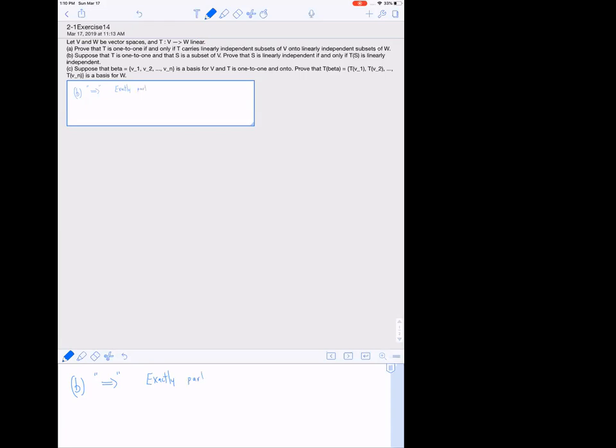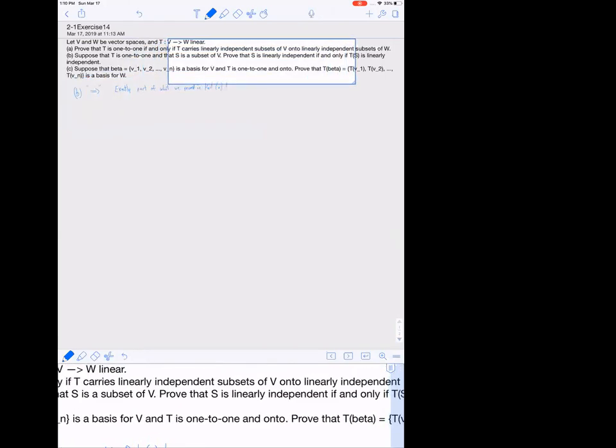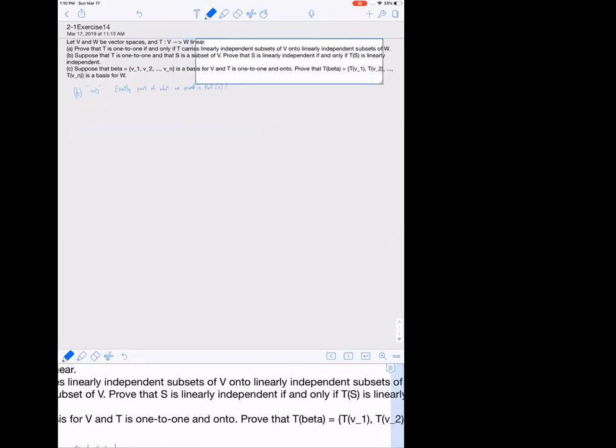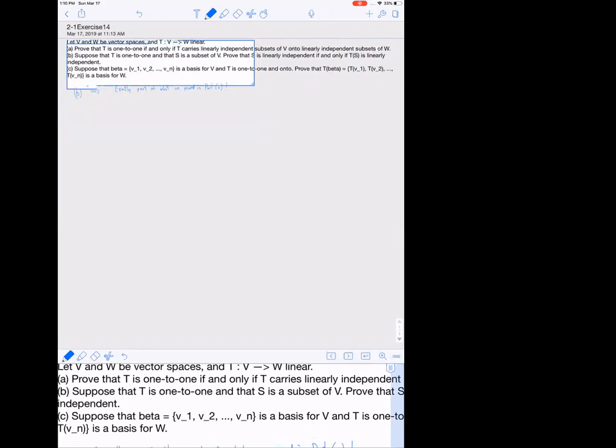this is exactly part of what we proved in part A. So we're done. We don't have to prove that again. We already proved that if T is 1 to 1 and you start with a linearly independent subset in V, then the transformed subset, T of S, is also linearly independent in W.